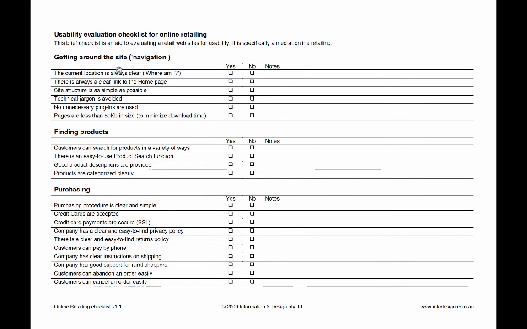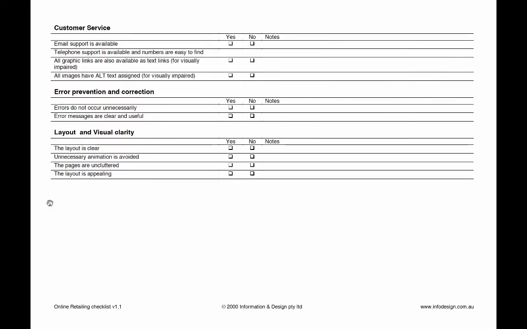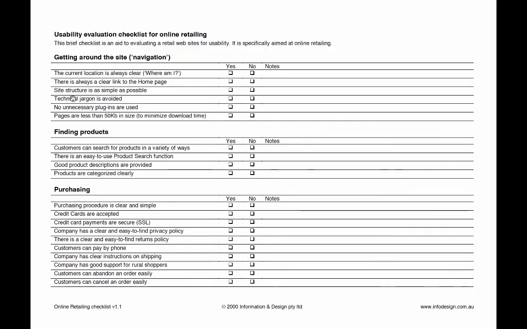So you have navigation and then finding products. You notice that this is not generally applicable for all websites, but because this is for online retail websites, finding products becomes important, and there are some criteria that you can evaluate. And then there's purchasing, issues about purchasing, customer services, error prevention, correction, layout, and visual clarity. So it's very similar to the previous checklist, but it is specialized for retail websites. And if you're building a university website, you can design a different checklist for that as well.